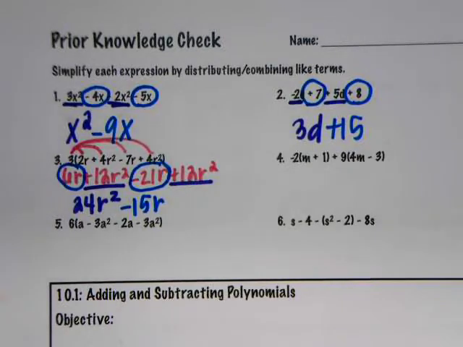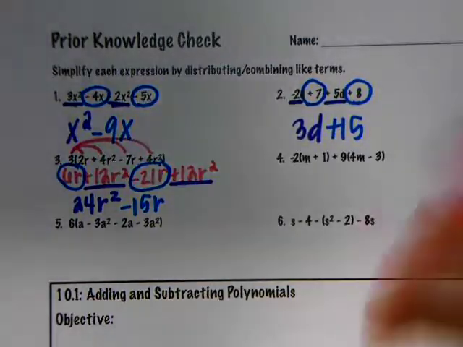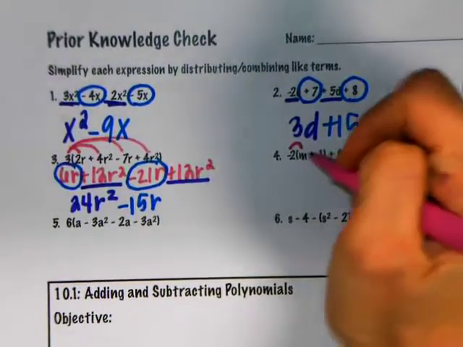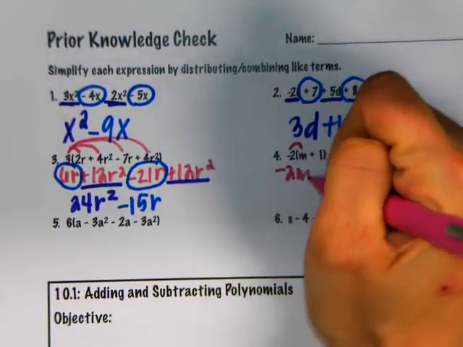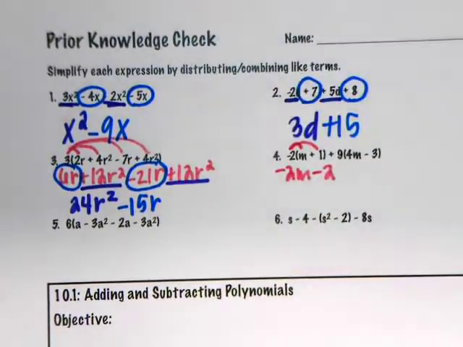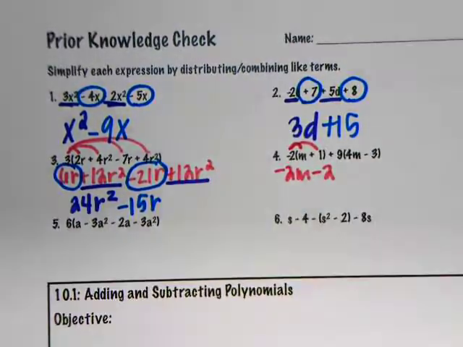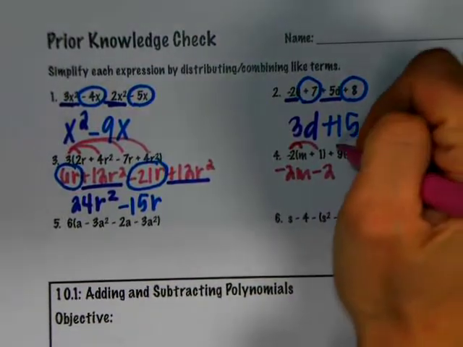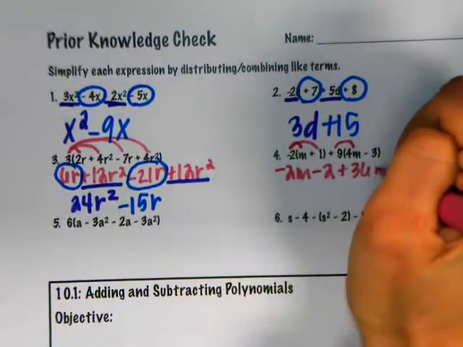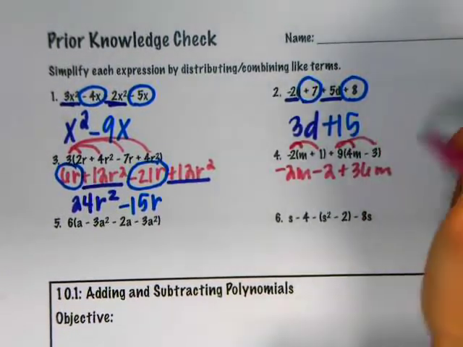Okay, next one we have two sets of parentheses, so we're distributing two things. So first distribute the negative 2. So what's negative 2 times m? Negative 2m. Negative 2 times 1? And then distribute the positive 9. 9 times 4m. 36m. 9 times negative 3.